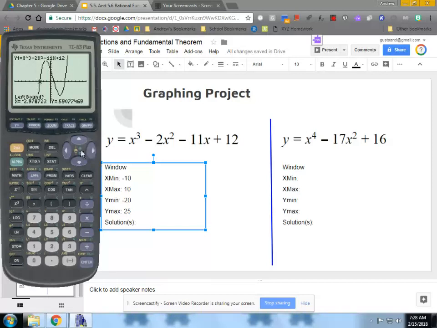Doesn't matter how far left. Could be right here. Could be right here. But I'm going to go left of that root. I'm going to push enter. You should see a little arrow here to say that, yep, I'm on the left side of it.